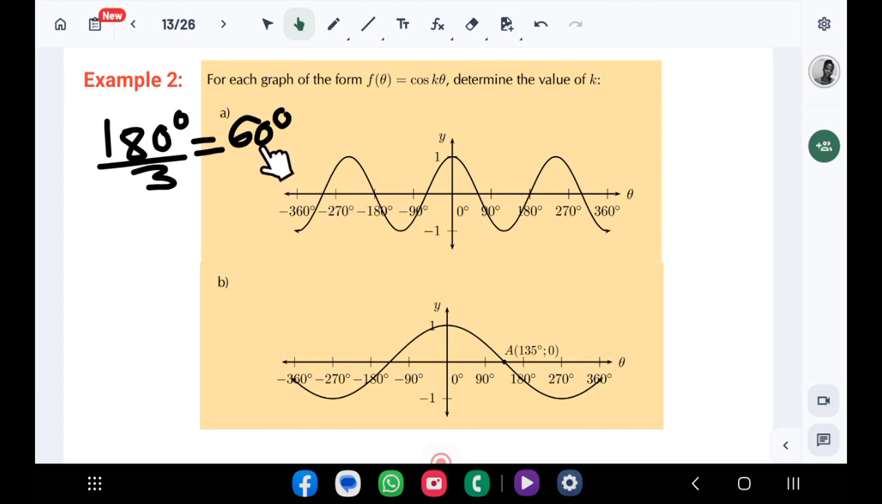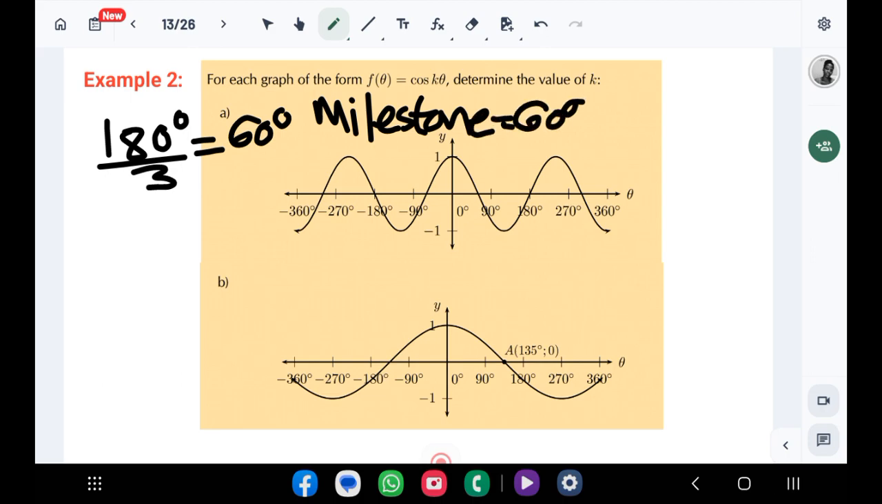Now that we know what the milestone is, the milestone here is equal to 60 degrees. So the period will be easy. Just multiply the milestone by 4. So period equals milestone times 4. Okay, so we'll figure that out.